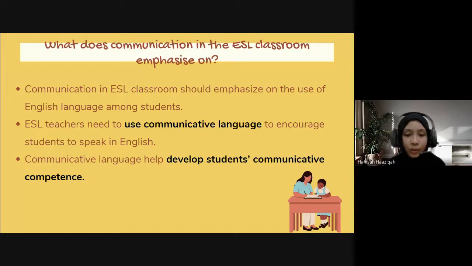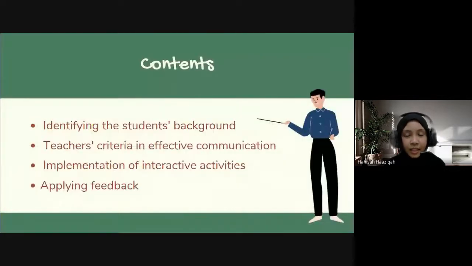So communicative language helps to develop students' communicative competence. When teachers always use English in class, the students will also be inspired to use the language, so it would improve their communicative competence. And then moving on to the contents, I will be explaining four main contents: first, identifying the student's background; second, teachers' criteria in effective communication; third, implementation of interactive activities; and the last one is applying feedback.